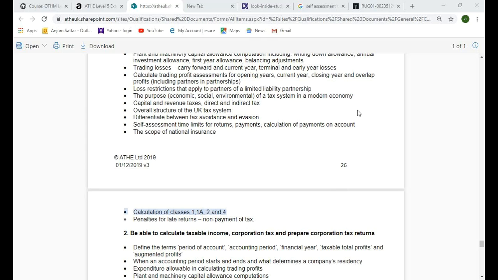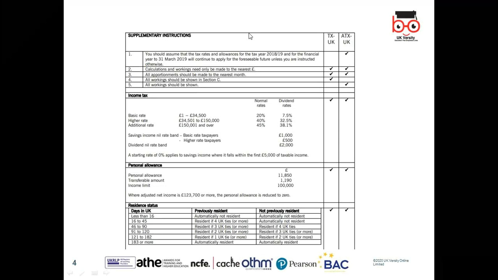No, I can't see. I can only see the bullet points of what is going to be taught. I don't know what the problem is. Yeah, now I can see.